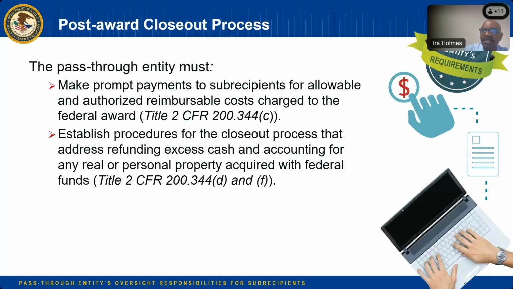Again, part of the closeout process, you must make prompt payments to subrecipients for any allowable and authorized reimbursable costs charged to the award. That's 334C. And you must establish procedures for the closeout process that address refunding excess cash and accounting for real or personal property. Who does the property belong to? Who's the property titled to? That was acquired with any federal funds during the program. And that's 334D and F.